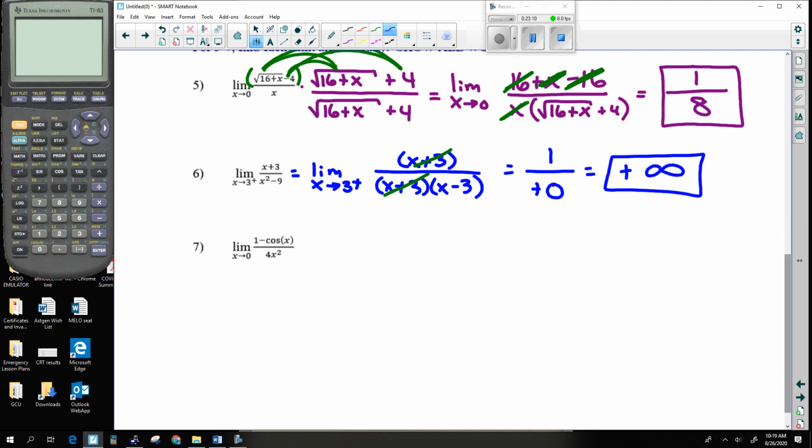All right, number 7. Here's one where this is going to use a couple different things, and I'll point them out as I go along. With this, you can't just plug in the 0. You've got to work with this somehow. What you're going to do is kind of similar to number 5. You're going to multiply by the conjugate of that numerator. So that's 1 plus the cosine.